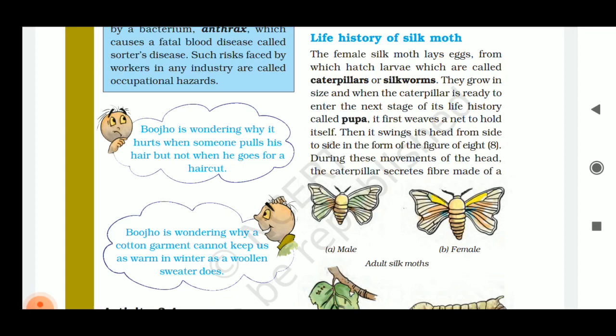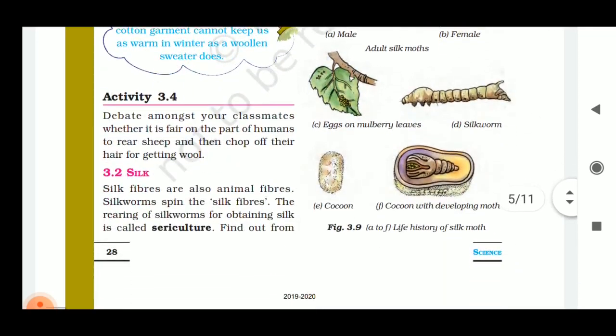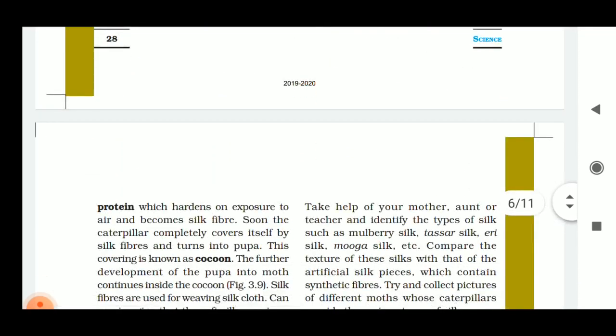First it weaves a net to support itself. Then it swings its head from side to side in the form of a figure of 8. During these movements of the head, the caterpillar secretes fiber. The fiber is made up of protein. It gets hardened on exposure to air and environmental conditions, and that becomes the silk fiber.